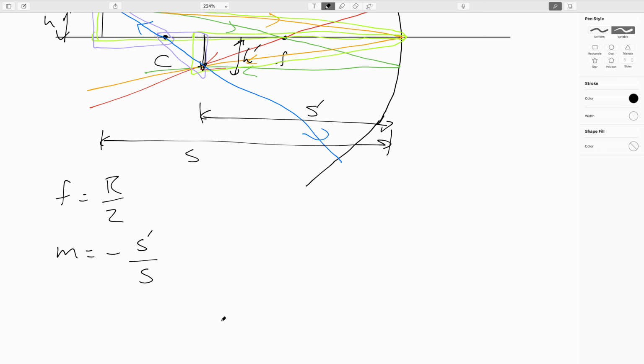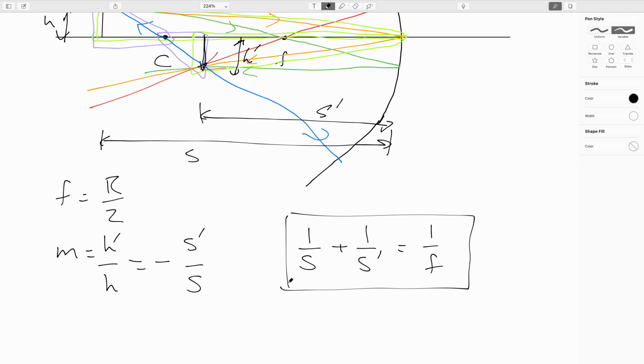So you'll note that the magnification, which is lateral magnification, h prime over h, when you play with the similar triangles, you will also get as minus s prime over s. And finally, you will also obtain that 1 over s plus 1 over s prime is equal to 1 over f.